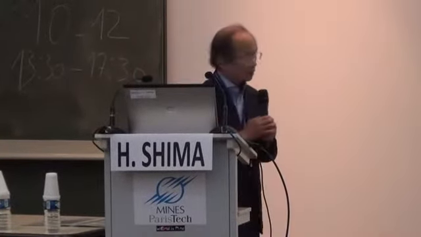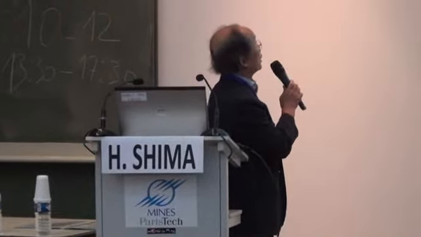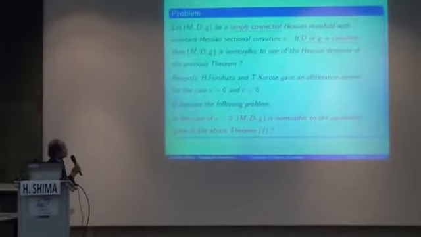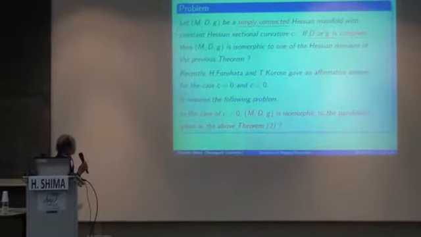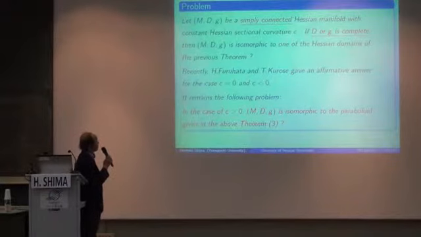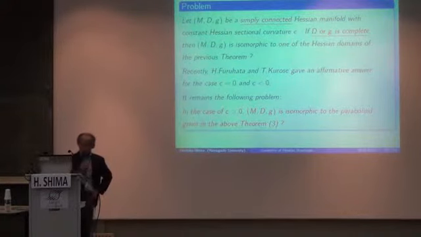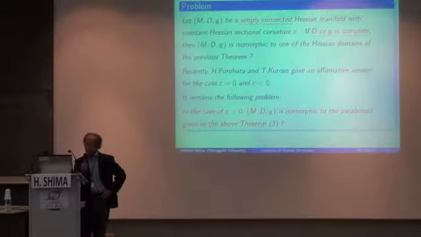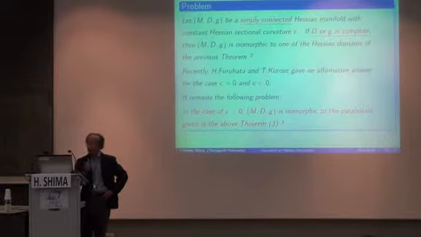Problem. Let M, D, g be a simply connected Hessian manifold with constant Hessian sectional curvature c. If D or g is complete, then M, D, g is isomorphic to one of the Hessian domains of the previous theorem. Recently, Furuhata and Tose gave an affirmative answer for the case c equals 0 and negative constant c.